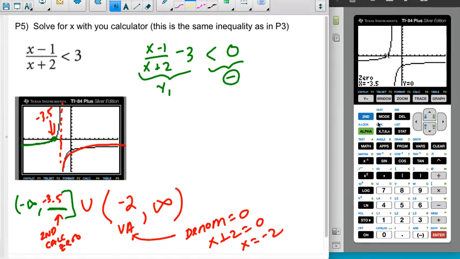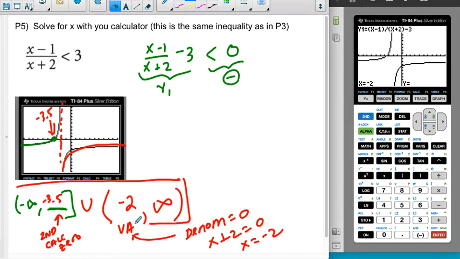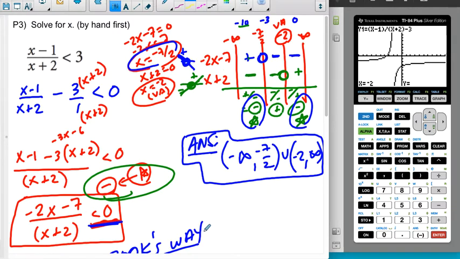And if you want to check, you can actually trace to see that your vertical asymptote is negative 2, right? You can trace and hit negative 2 and see that, sure enough, that's your vertical asymptote, right? So that's my answer, right? And you can see this is the same problem we used in P3. So if we go back to P3 for a sec, which should be here, you'll see that we get the same answer, right?